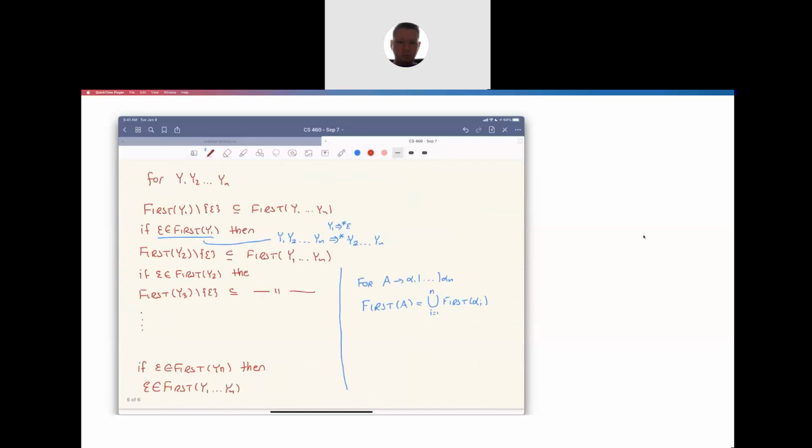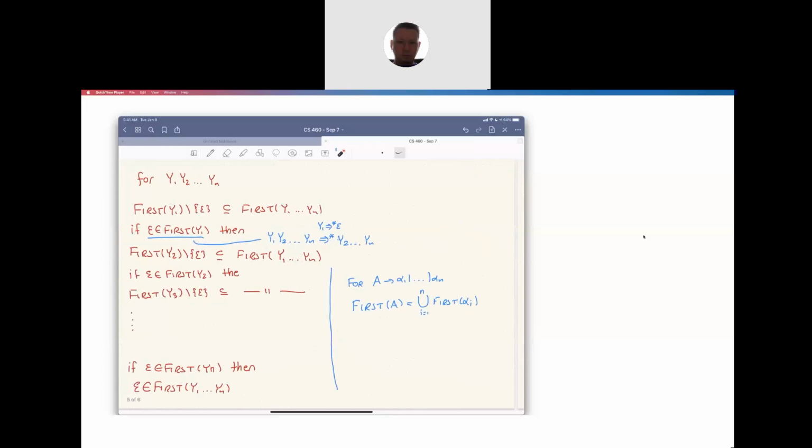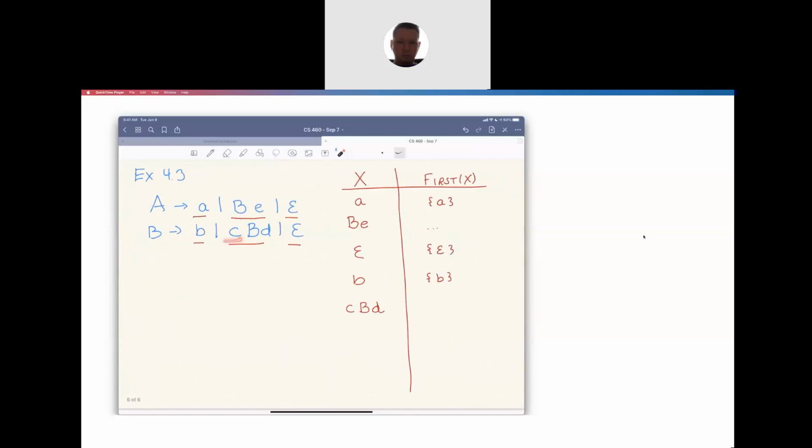For C, B, D, well, here we can use this rule, right? We grab the first set of the first guy, and then we continue on if there's an epsilon in that first set. First of C, well, there's no epsilon in there, so that's the answer. And it's another epsilon. Then I'm going to put a B here now, because I know that B is just the union of those. So that's just B, C, epsilon.